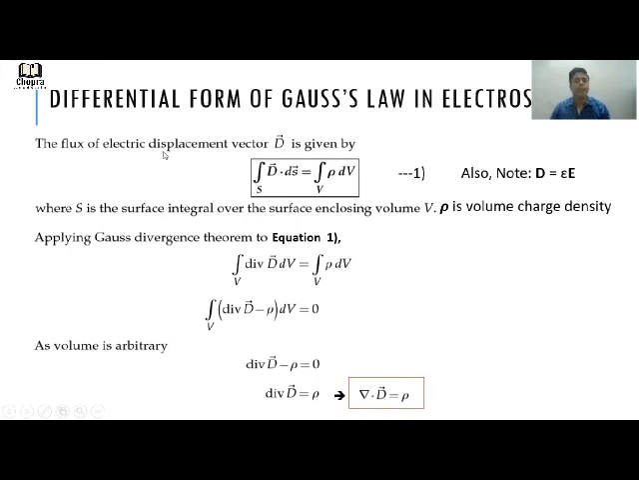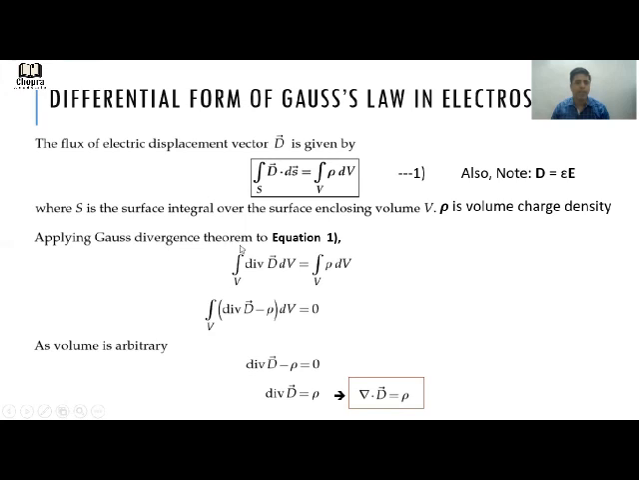The flux of electric displacement vector D is given by surface integral D dot ds is equal to volume integral rho dv, where D is the electric displacement vector equal to epsilon E, and rho is volume charge density. Applying Gauss divergence theorem to equation 1, the left side is the surface integral and the right side is the volume integral, so we use Gauss divergence theorem to convert the surface integral to volume integral.